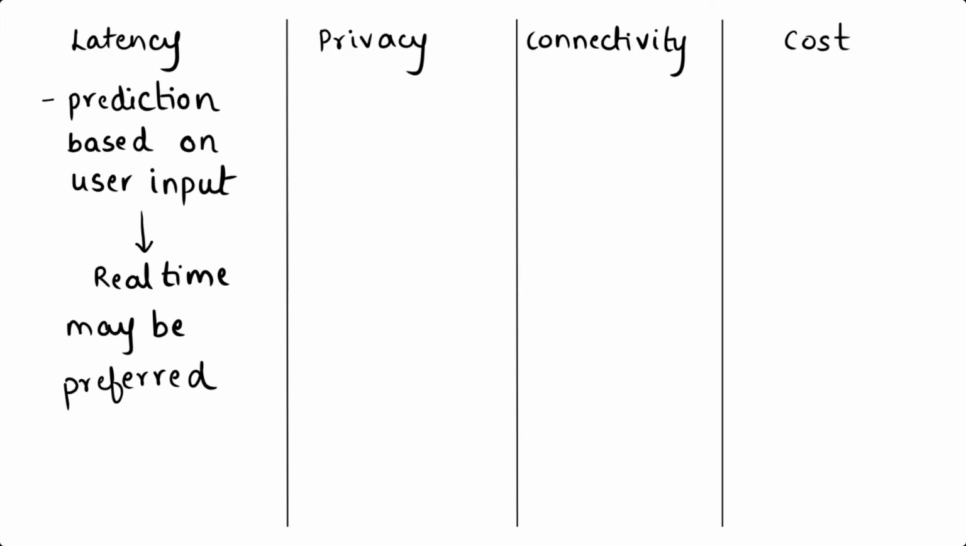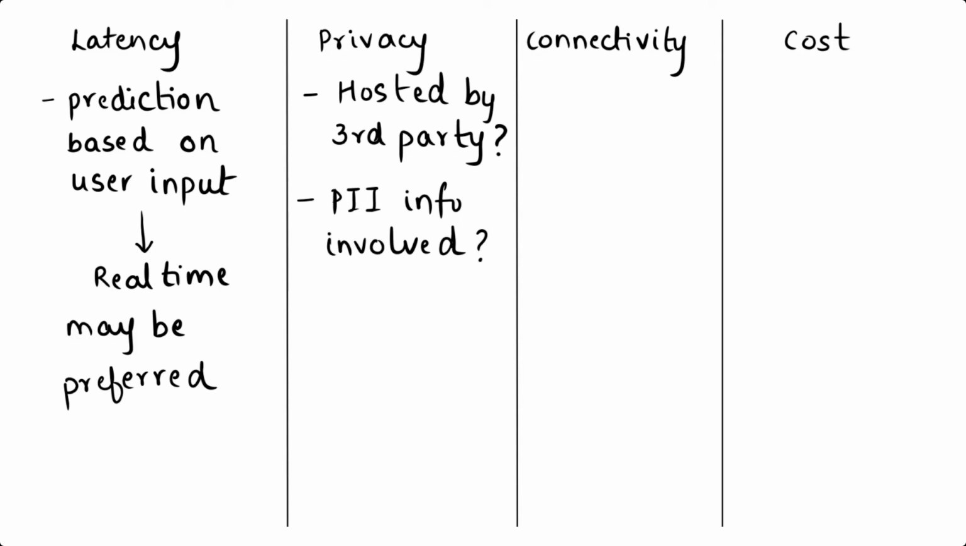The second consideration is data privacy. Sometimes when you're doing real-time predictions or batch predictions, your model itself might be hosted by a third party. And in this instance, if you have to share personal information or personally identifiable information to that third party, there may be some constraints that you face. To get around data privacy concerns, you may choose to deploy the models onto edge devices.